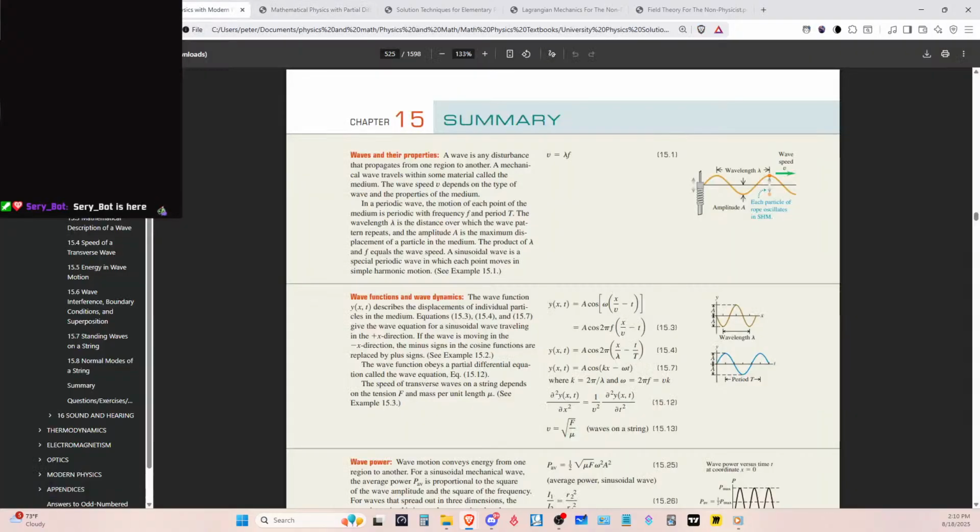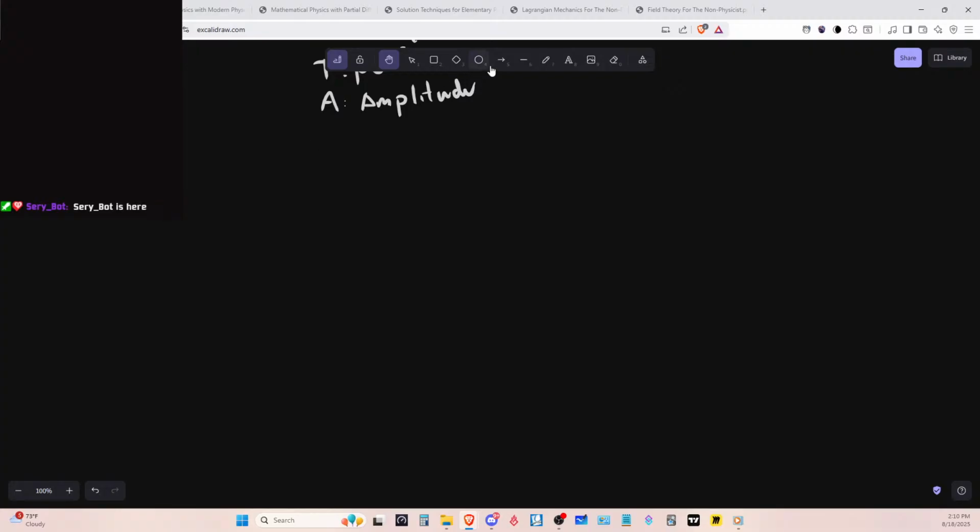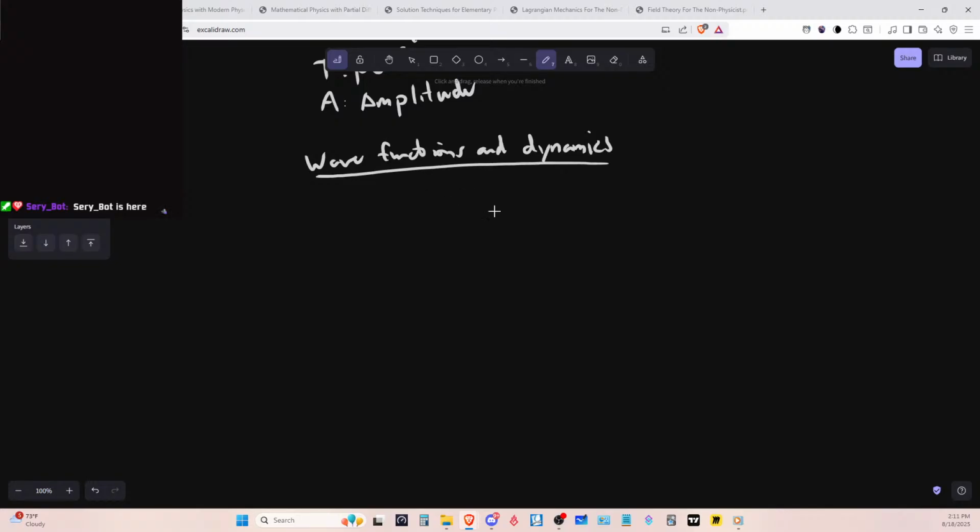Now we have wave functions and wave dynamics. So we'll just write that down here: wave functions and dynamics. In other words, the mathematical structure and why waves do what they do. Because when you first study motion, you have to know about kinematics, which is how stuff moves, and then you learn dynamics, which is why stuff moves. So basically it's saying the mathematical way that waves work, and why they work.